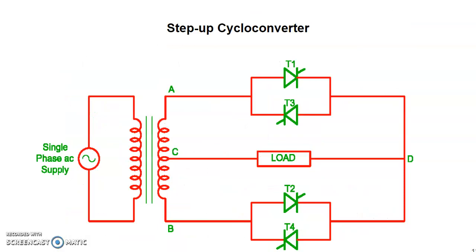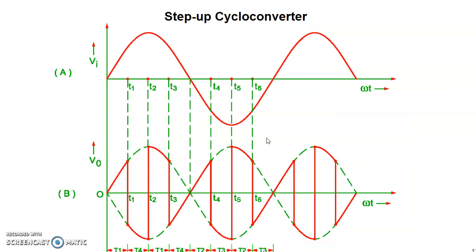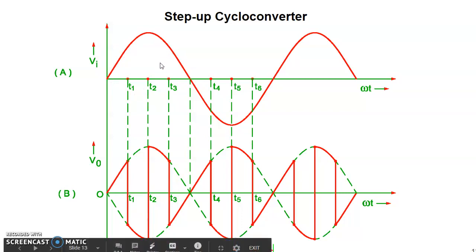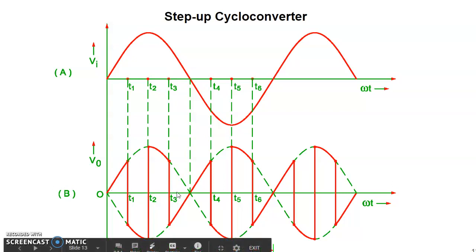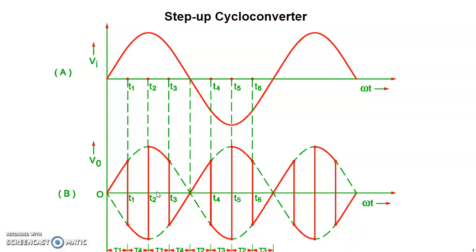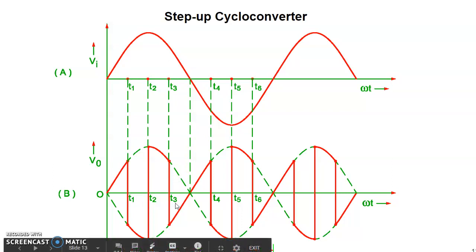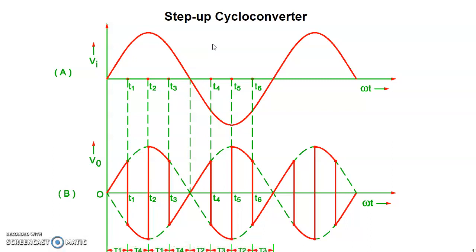In step-up cycloconverter, again the diagram remains the same, but in this case one half cycle is divided into four half cycles: 1, 2, 3, 4. So one half cycle is converted into four half cycles. That means the frequency is four times greater than the input frequency.